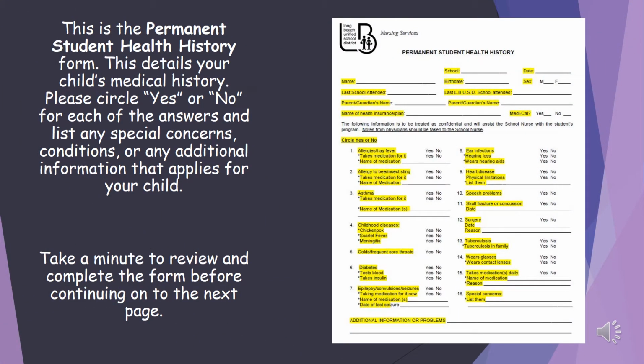This is the Permanent Student Health History form. This details your child's medical history. Please circle yes or no for each of the answers and list any special concerns, conditions, or any additional information that applies for your child. Take a minute to review and complete the form before continuing on to the next page.